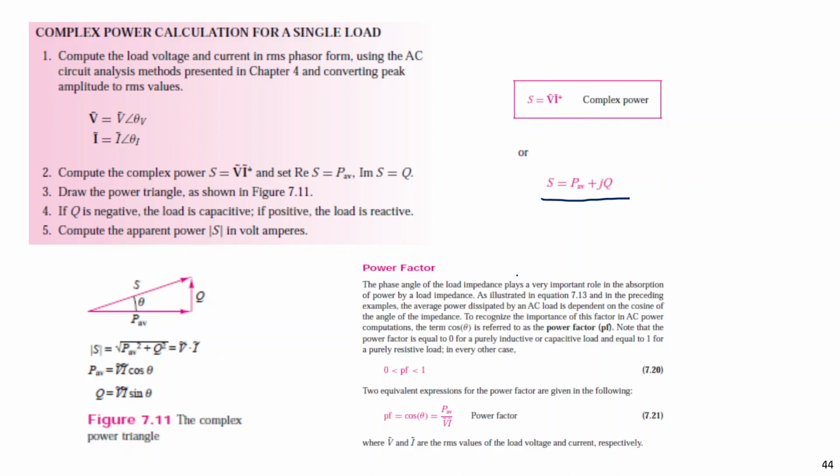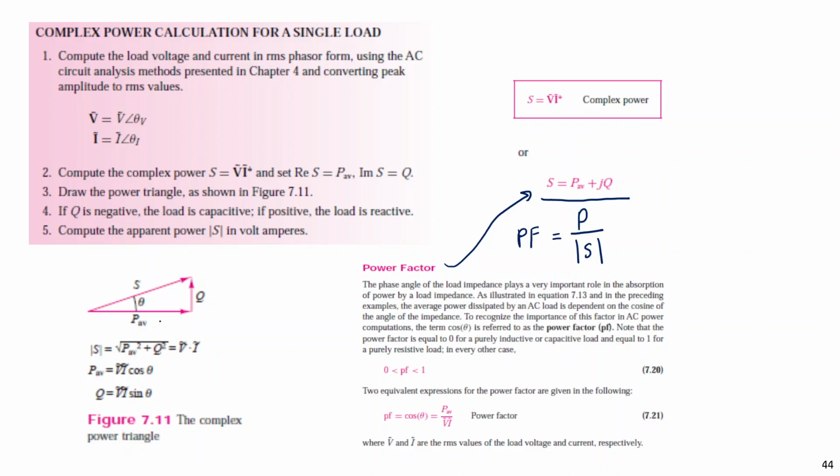Then we have one factor called power factor. Power factor is the factor between real power. So power factor is P, real power, divided by absolute complex power. With absolute complex power, we call this power factor.